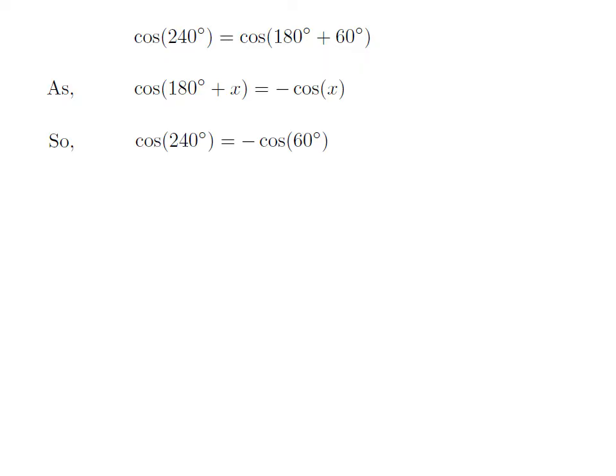Let us apply the above identity for cosine of 240 degrees. Here x is 60 degrees. So cosine of 240 degrees is equal to minus cosine of 60 degrees. We know the value of cosine of 60 degrees is equal to half. So the value of cosine of 240 degrees is equal to minus half.